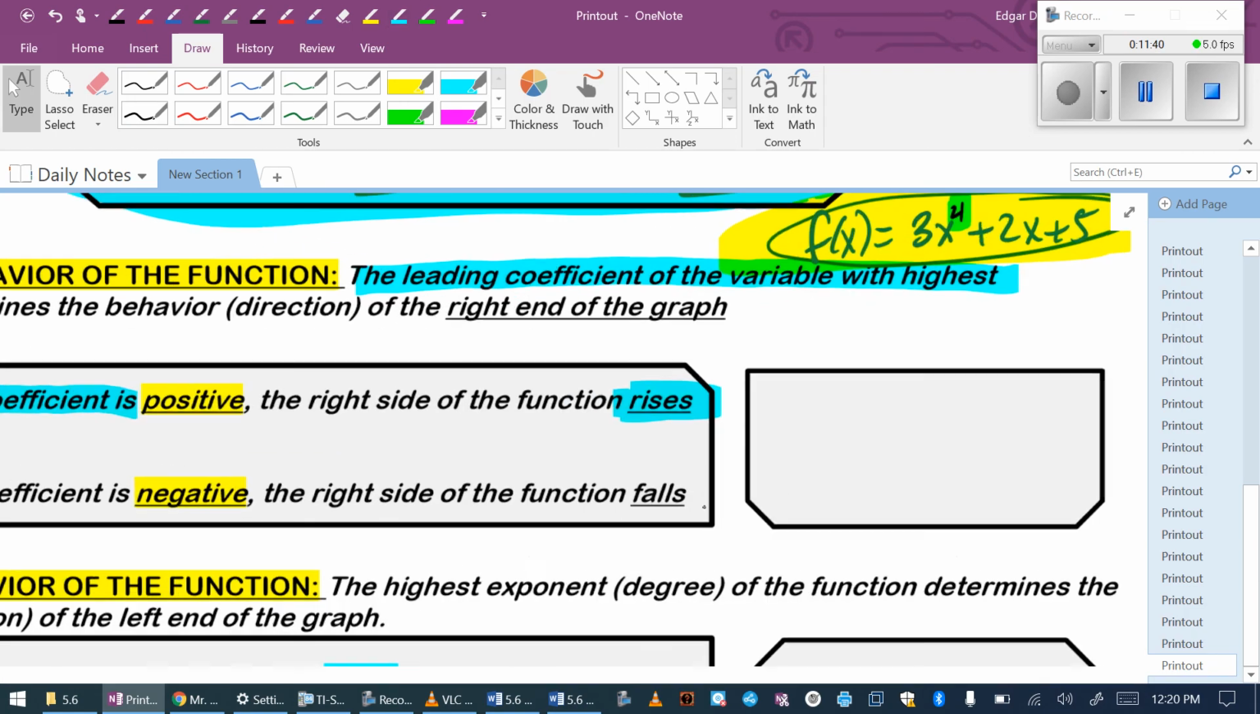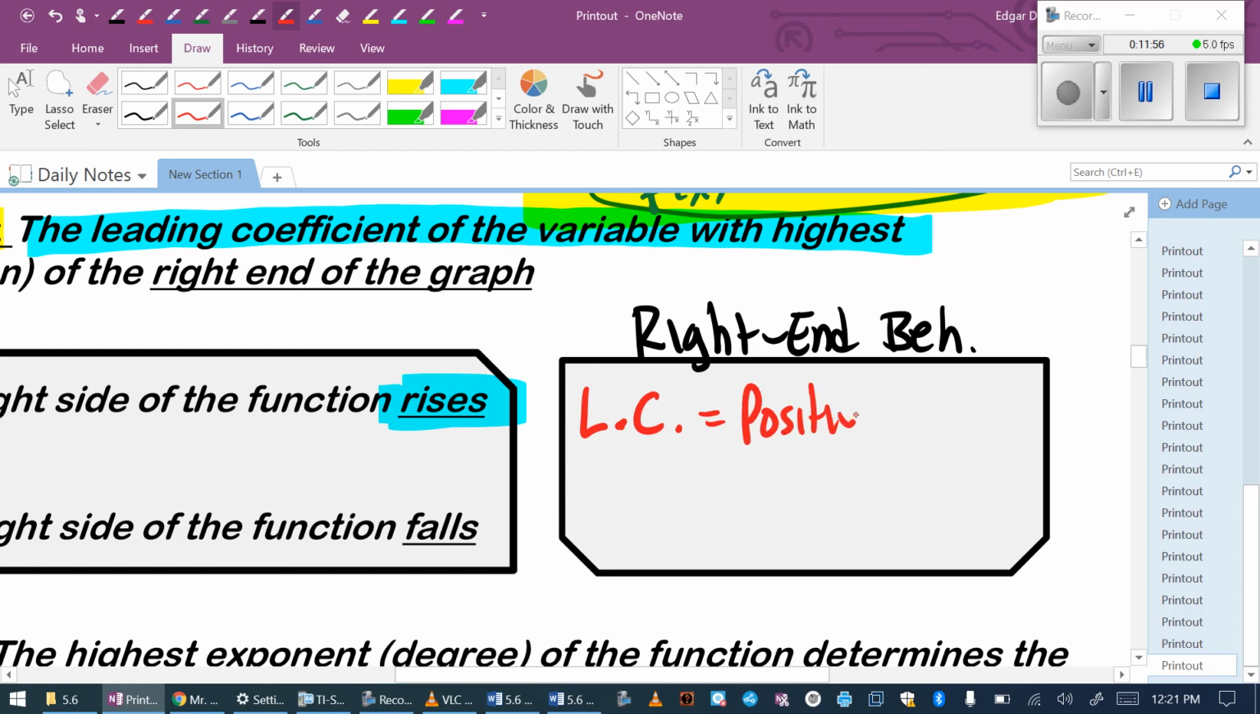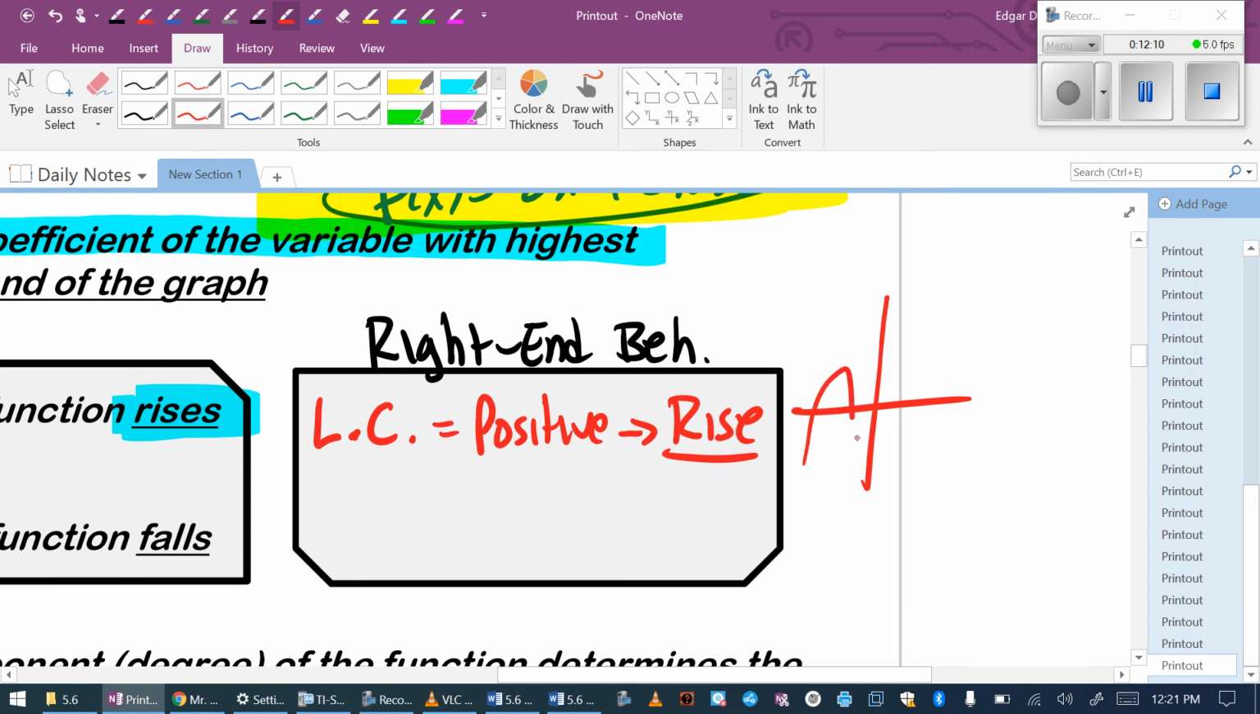So I'm going to summarize that like this, guys. Ready? So right end behavior. If the leading coefficient, and I'm going to abbreviate with LC, is positive, my graph is going to rise on the right hand side. Okay, it's going to be going upwards. So here's my coordinate plane. Whatever this ends up looking like, eventually on the right hand side it will look like it's rising, going up. Okay? All right, next one.